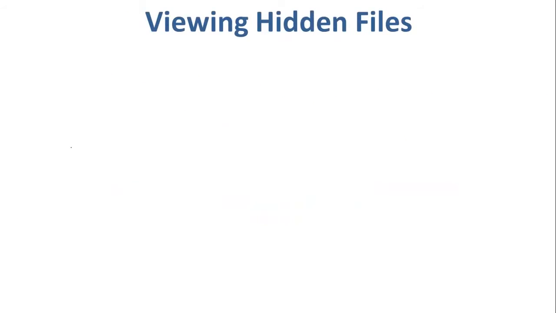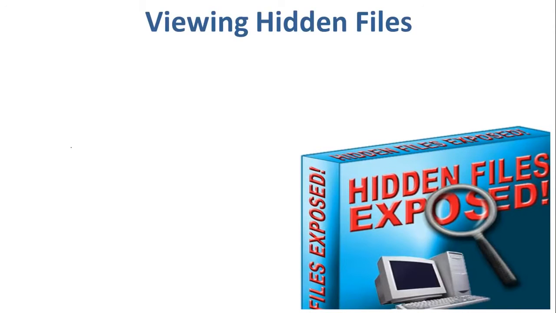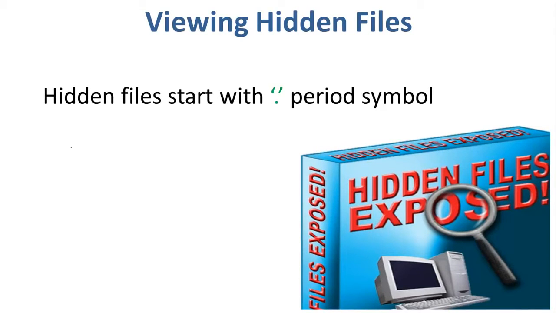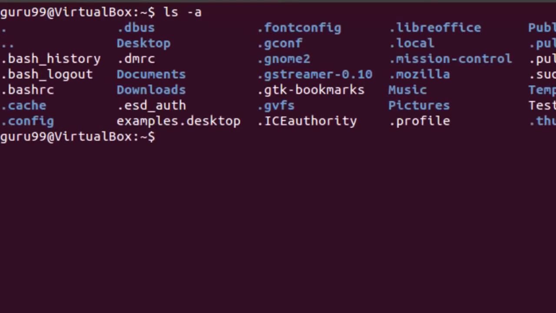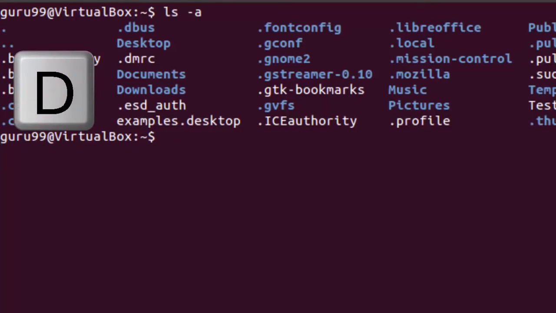Hidden items in Unix or Linux begin with the period symbol at the start of the file or directory. Any directory starting with a period will not be seen unless you request for it. To view hidden files, use the command ls -a. On typing this command on terminal, we can see all the hidden files which start with the period symbol.